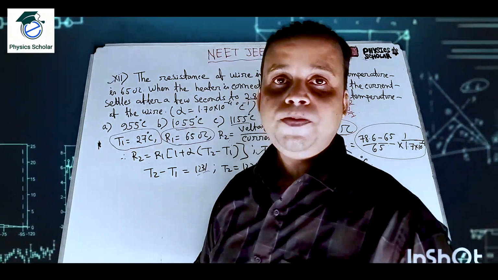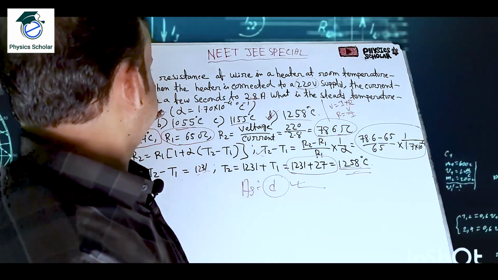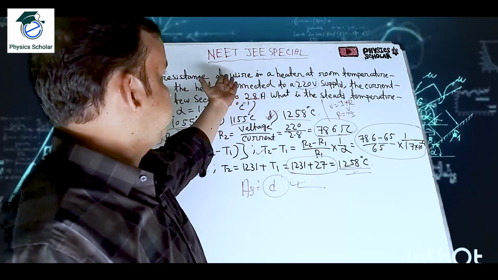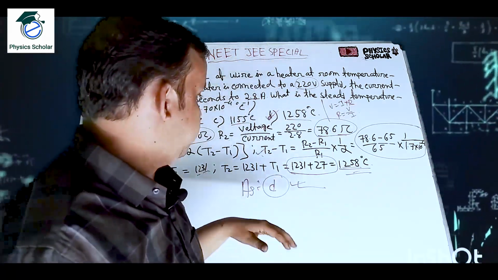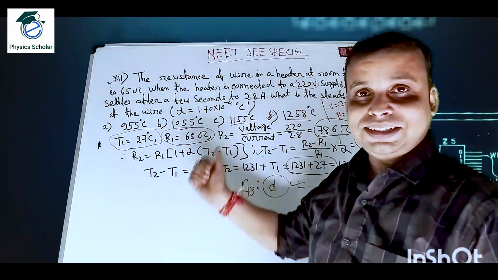So students, hope you have understood this. The option number D is correct. This sum is also very important for the entrance examination or NEET examination. So now let us move to question number 13.